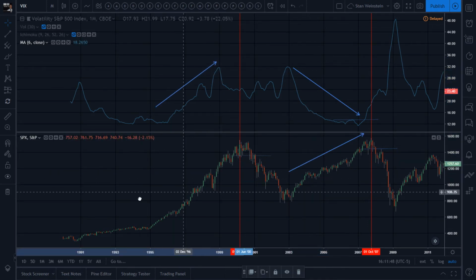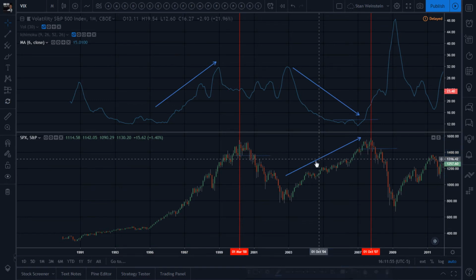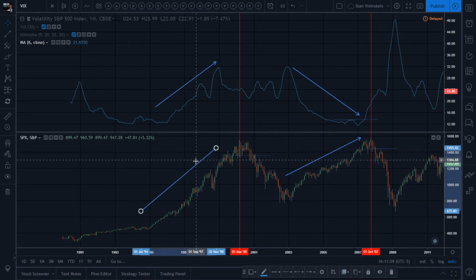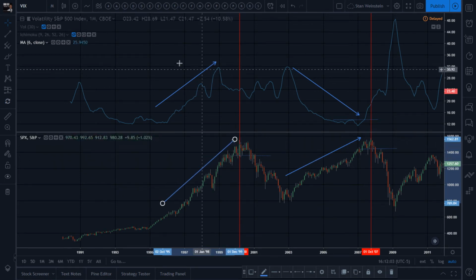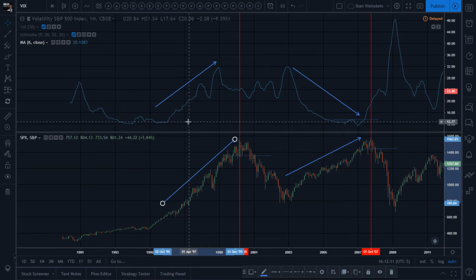SPX. Hey, SPX. Why won't you copy? Okay, there we go. SPX going up. Kept going up, but the same thing happening here. The volatility index, oh, that's insane. The volatility index kept going up and up and up way before.